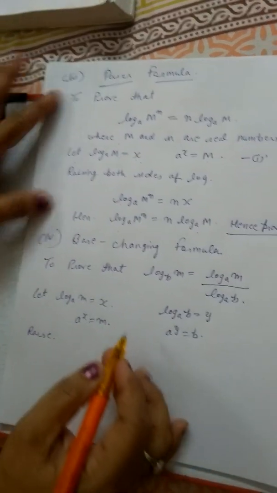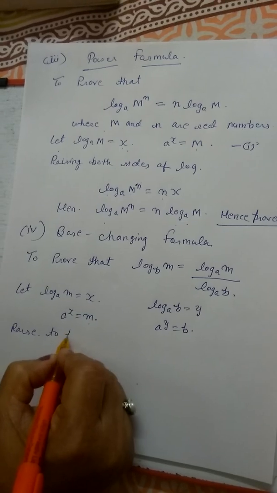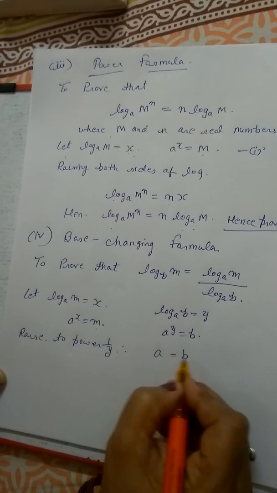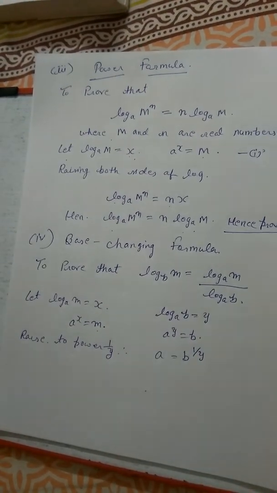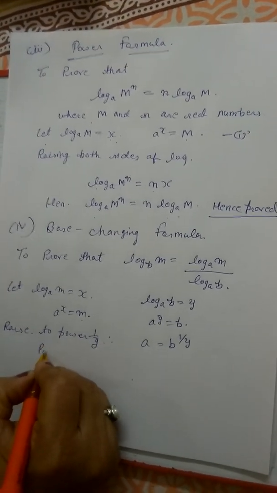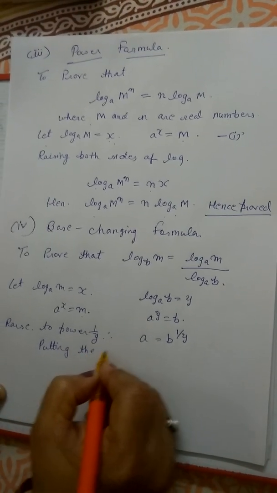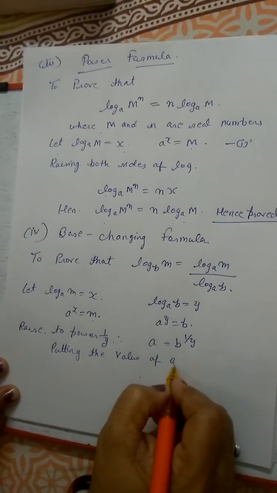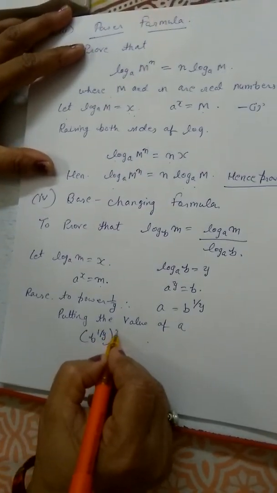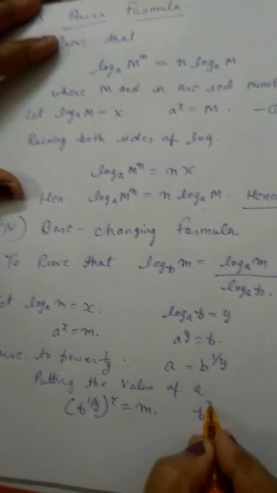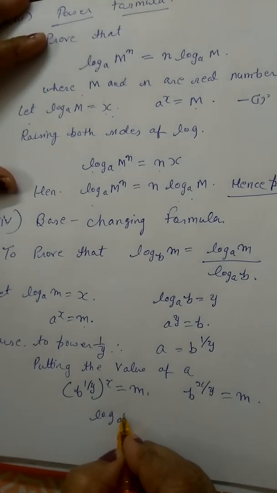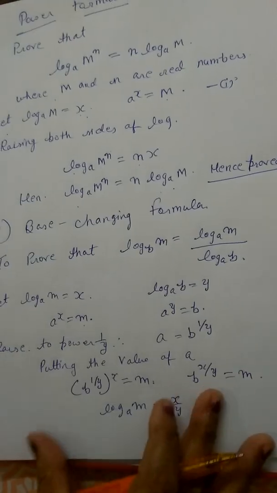Raise to the power 1 upon y, I will get a is equal to b raised to the power 1 upon y. Putting the value of a, I will get b raised to the power x upon y is equal to m, or log_b m is equal to x upon y.